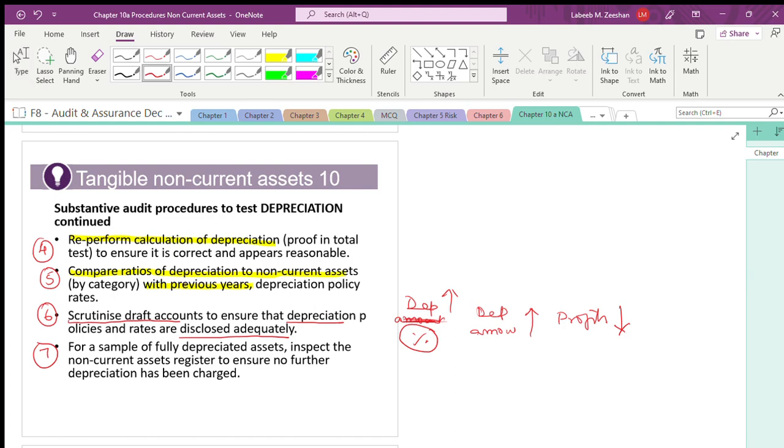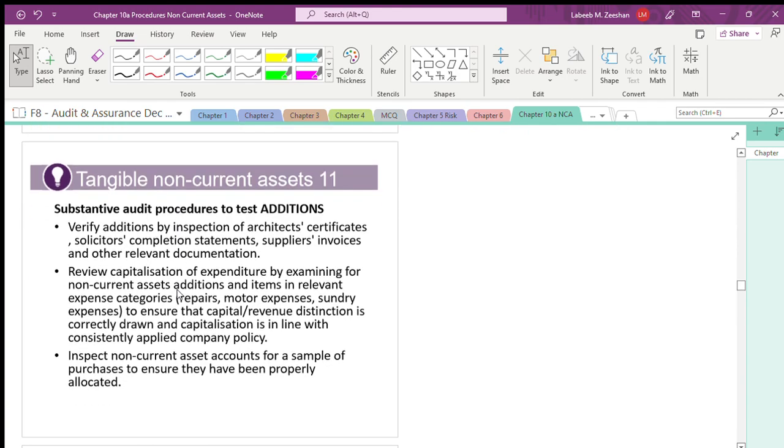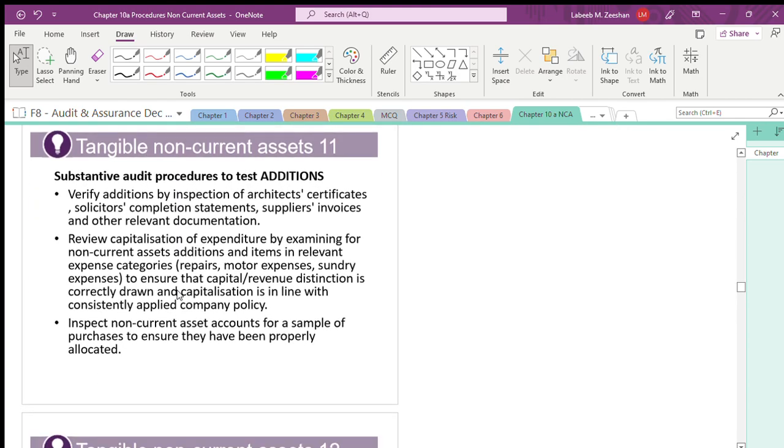For a sample of fully depreciated assets, inspect the non-current register to ensure that no further depreciation has been charged. Fully depreciated means fully for one full year, for whichever assets. For a sample of assets, inspect with the non-current register. Now we are talking about the evidence. That's what substantive procedures are, nothing but the evidence.